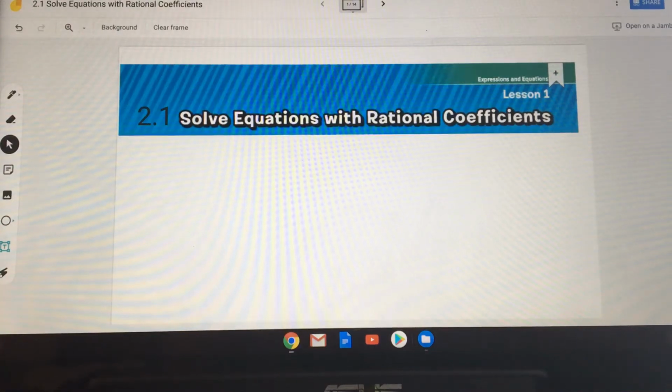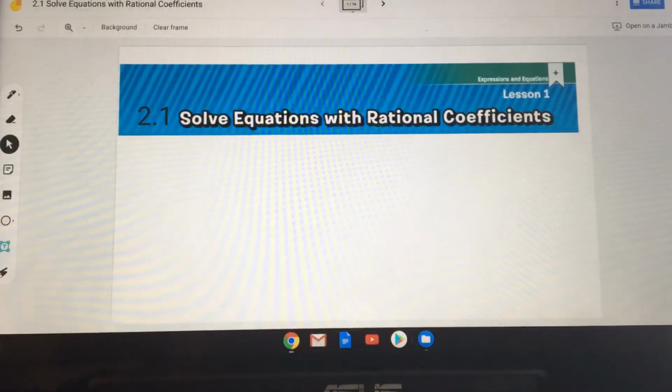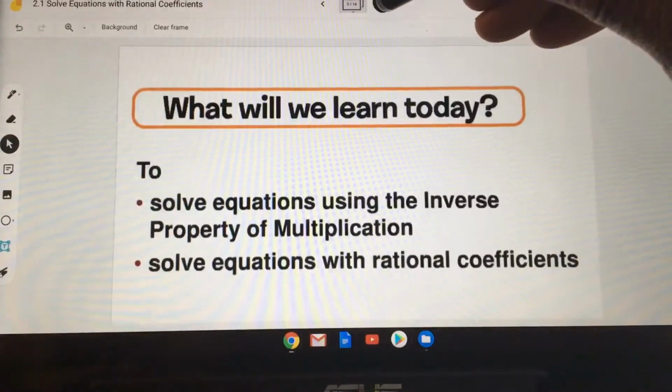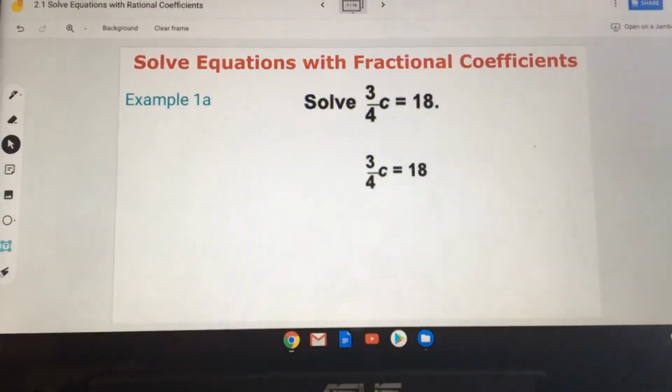Hi class, today we are going to do Chapter 2, Lesson 1, Solve Equations with Rational Coefficients. We are going to go over a few of the examples that were in the slide presentation.